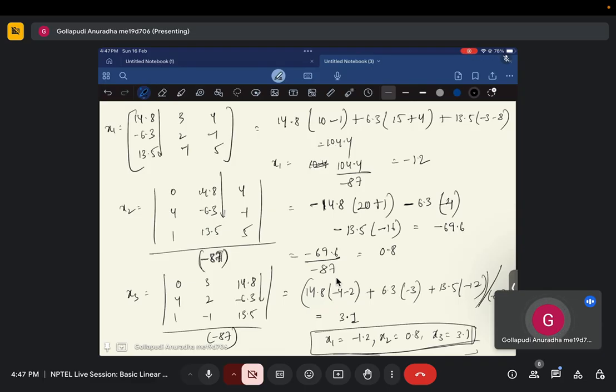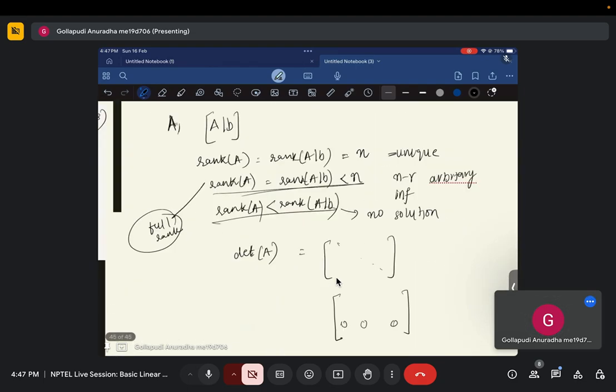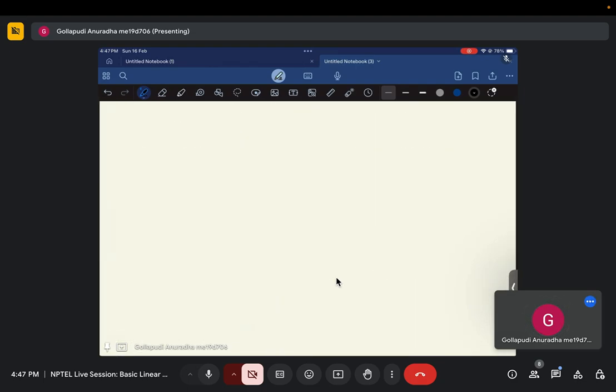Moreover, this is a linear way of finding. Okay, so what is the rank of this matrix?